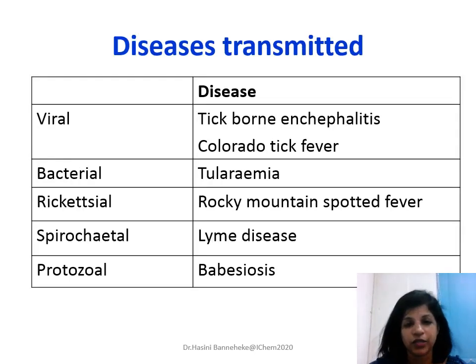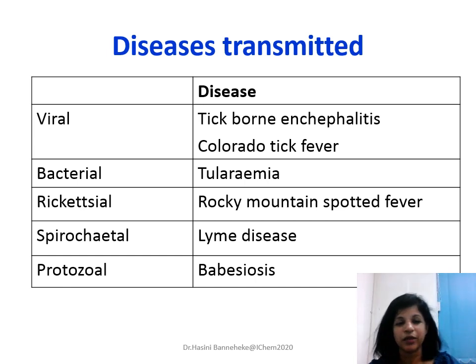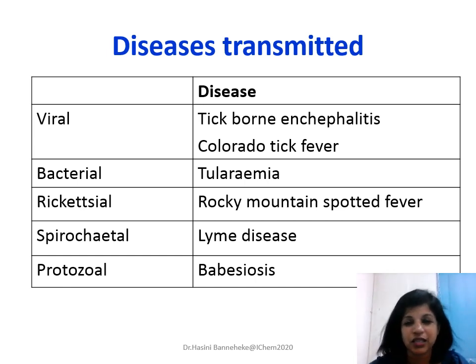And hard ticks are also involved in disease transmission like that of SARS. So these are few examples of diseases transmitted by hard ticks. You can see that they can transmit viral diseases, bacterial diseases, rickettsial, protozoal diseases. So these are the kind of diseases. The other column shows you the kind of diseases which are transmitted by the hard ticks.